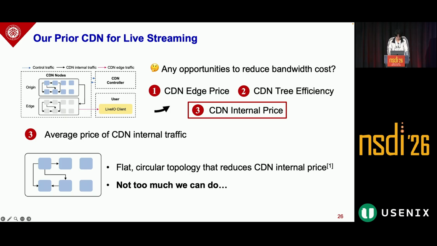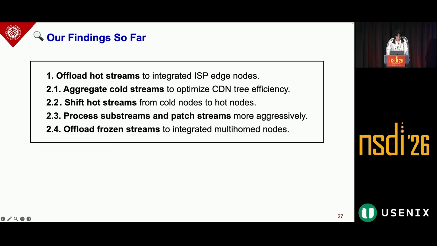And for average price of the CDN internal traffic, our prior system already used a flat circular topology that minimized the internal price. So the presentation will focus on the edge price and the CDN topology efficiency. To summarize our findings so far, we have 5 key optimization points.